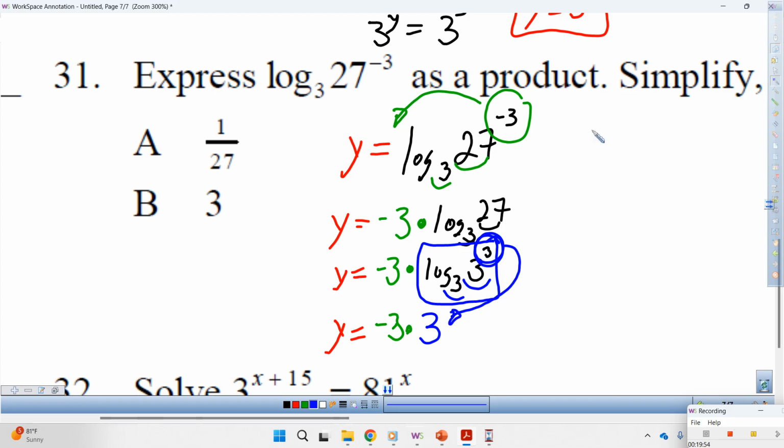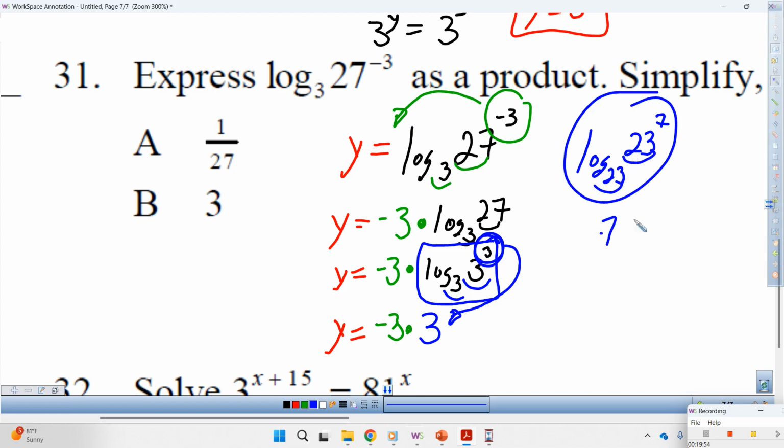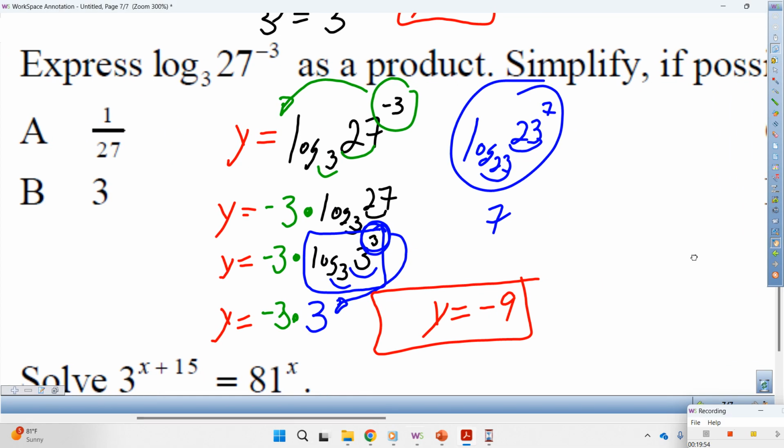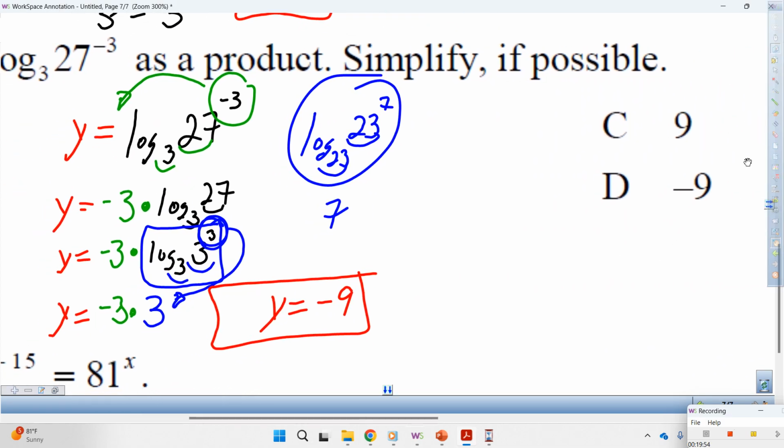So if I would have had log base 23 of 23 to the 7th, the given number is 23 and the exponent is 7, the correct answer for this would be 7 because it's the exponent on the given number. All right, so therefore, y equals -3 times 3, which is -9. And that one is letter D.